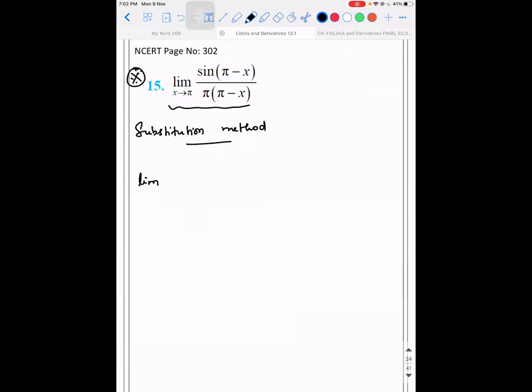Limit x tends to pi means, can I say limit pi minus x tends to 0? See, x tending to pi means, if I do pi minus x on the left hand side, the right hand side will be pi minus pi. So pi minus x tends to 0. Guys, accepted? Am I clear or not? You can ask me, why did I take pi minus x into consideration? Why not x minus pi? I took pi minus x because what is inside sine? What is the angle inside sine? It is pi minus x. That gave me the idea.